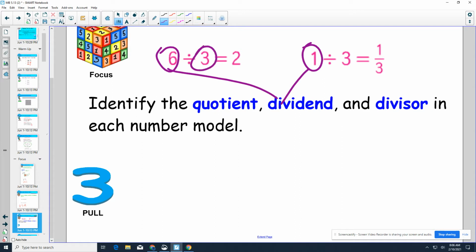Now I look at the 3 and the 3 here. They're both in the same position, and I know that I'm splitting both dividends into groups of 3. So that would be the divisor. And then I know my answer to division is called the quotient.